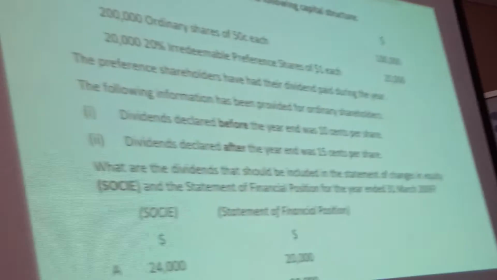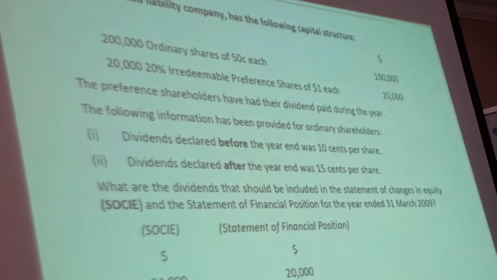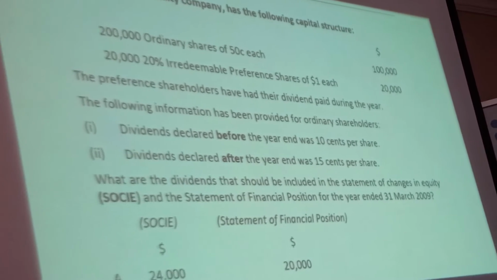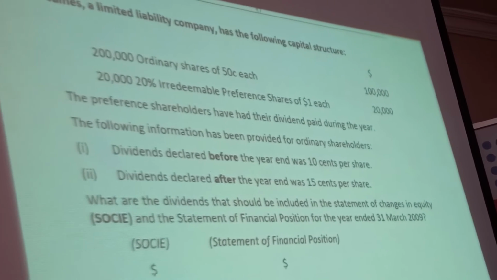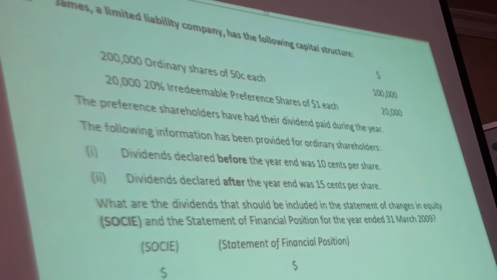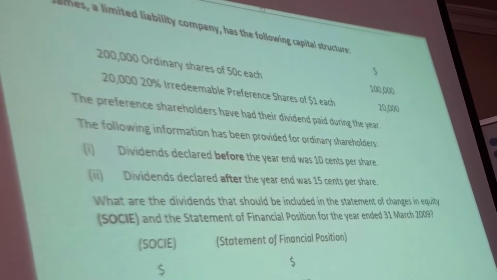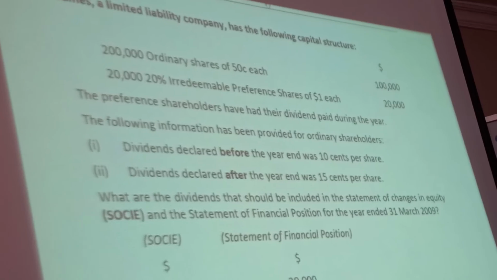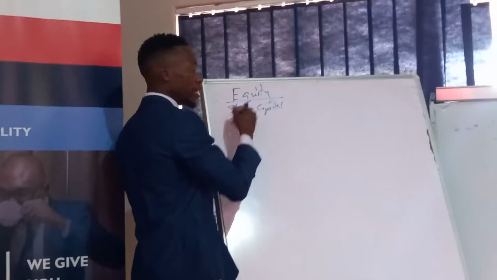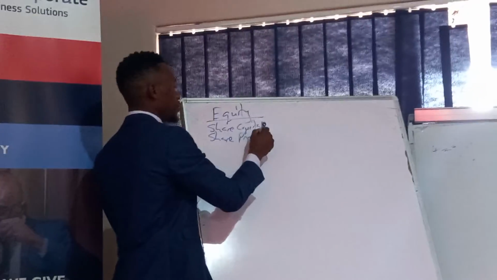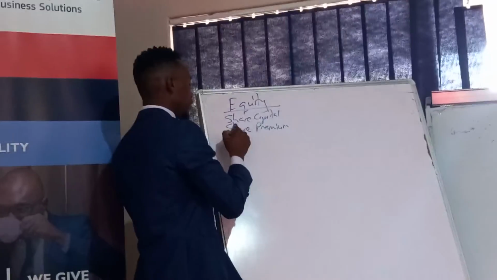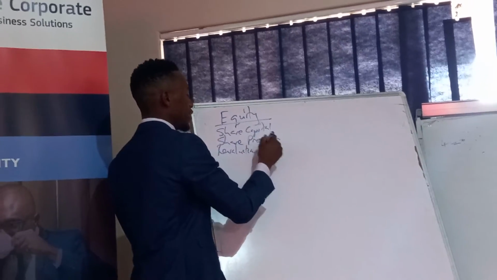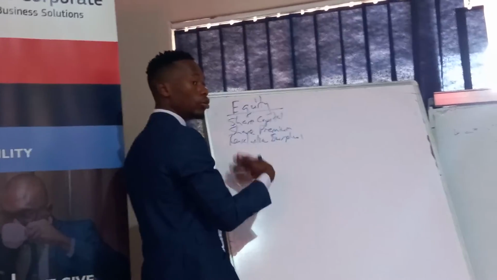Looking at the question, they are saying what are the dividends that should be included in the changes in equity. So we need to know what's recorded in changes in equity. Under equity, what do we record? We have the share capital, and the gains, which are your premiums, the share premium. We also record the revaluation surpluses, right? If you have assets that have gained in value, we record it there.